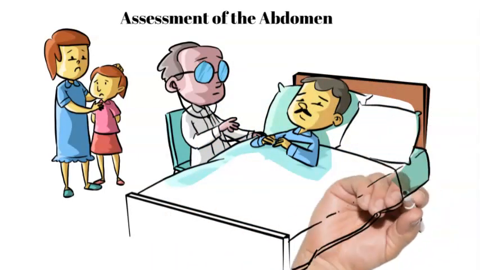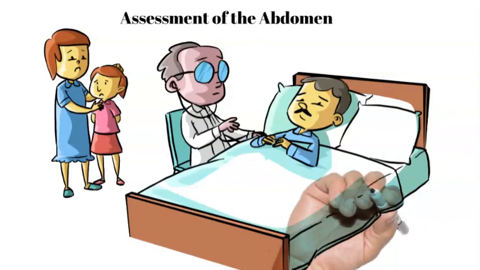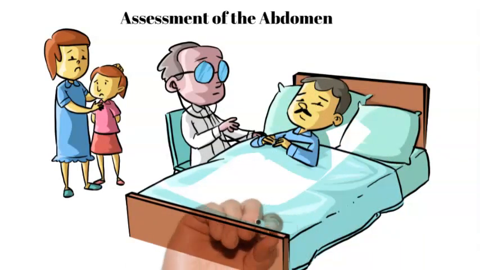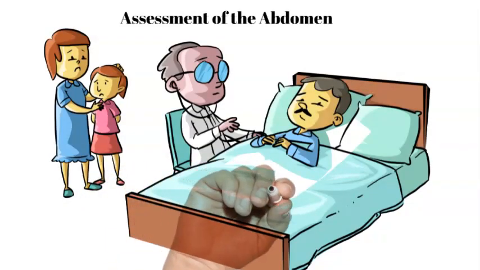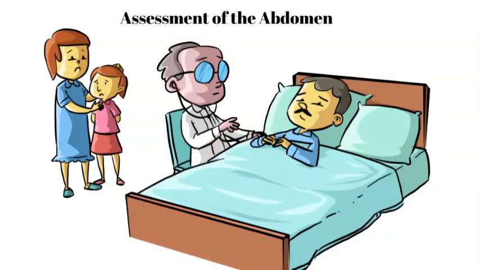To assess the kidneys, begin by palpating the abdomen and then place one hand on the patient's back and the other hand over the abdomen. Press down gently and ask the patient to take a deep breath. This will allow you to feel for any tenderness or enlargement in the kidneys.